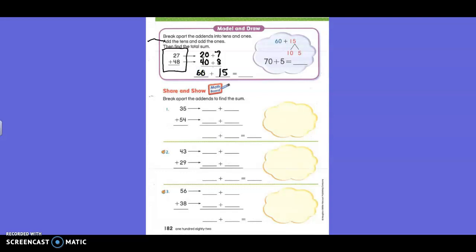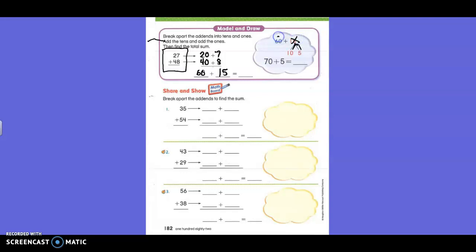Now they want you to add 60 plus 15. Think about this. 15 is 10 plus 5, right? So they're breaking apart the second number. You break apart 15 into 10 plus 5.